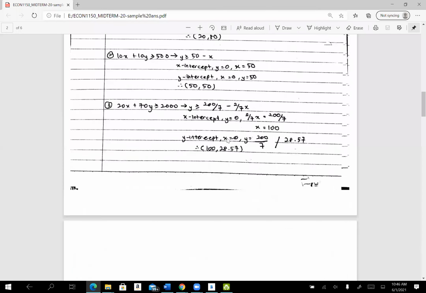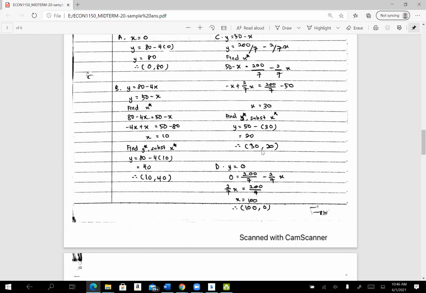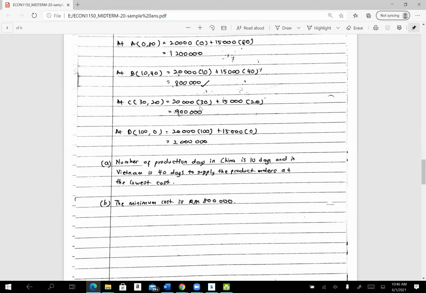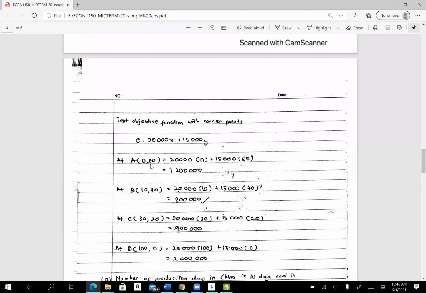But it's a system of 2 linear functions, so not difficult to find. And then you have to find point C, you'll get 30, 20. So now the corner points are, you can table the corner points: 0, 80; 10, 40; 30, 20; 10, 100, and then put into the cost, you will get the values.